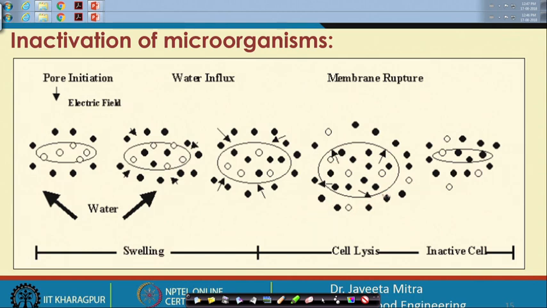When this happens, inactivation of the cell occurs, and in most cases this inactivation is permanent, because in some cases of gram negative bacteria we have seen that they can regenerate their cell membrane if there has been very little damage. But in this particular case, the inactivation mechanism of the microorganism by electroporation takes place in this way: first swelling, then cell lysis, then inactivation of the cell.